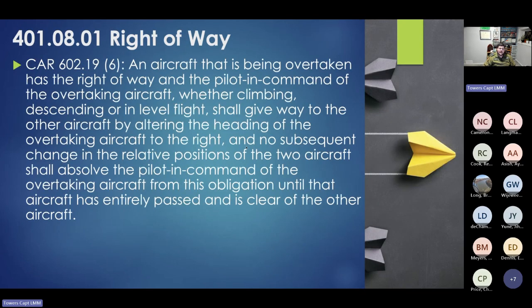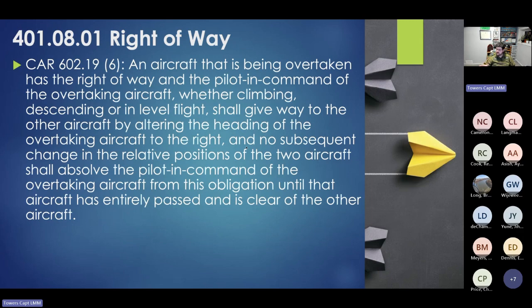All right. Next one. An aircraft that is being overtaken has the right of way, and the pilot in command of the overtaking aircraft, whether climbing, descending, or in level flight, shall give way to the other aircraft by altering the heading of the overtaking aircraft to the right, and no subsequent change in the relative positions of the two aircraft shall absolve the pilot in command of the overtaking aircraft from this obligation until that aircraft has entirely passed and is clear of the other aircraft.